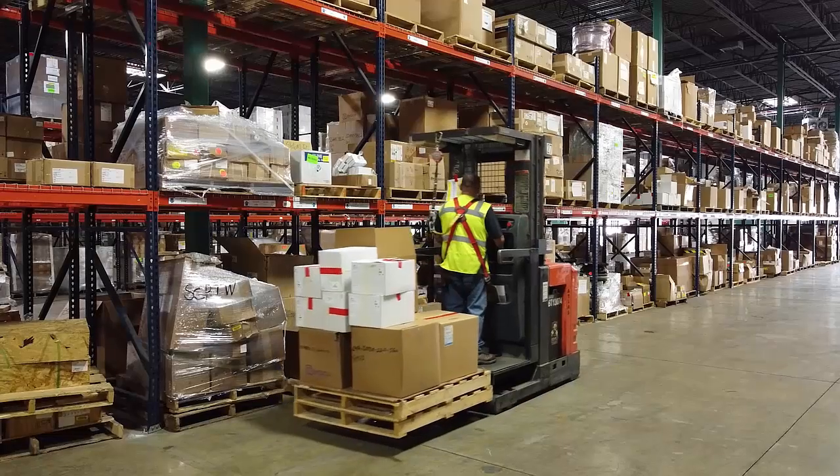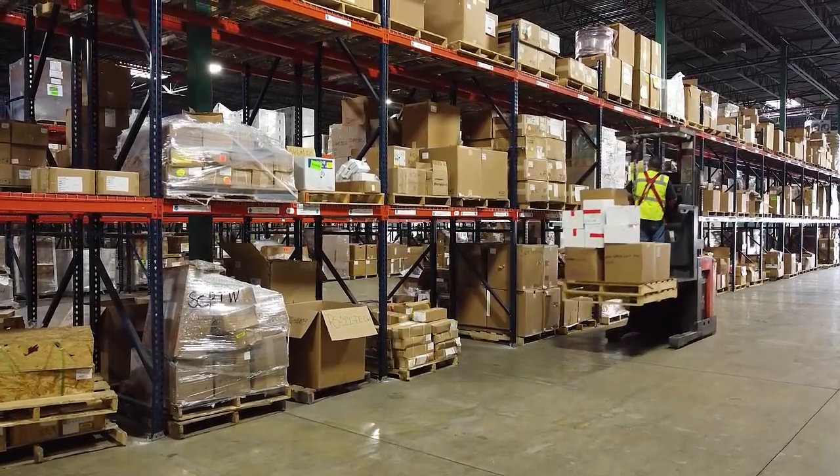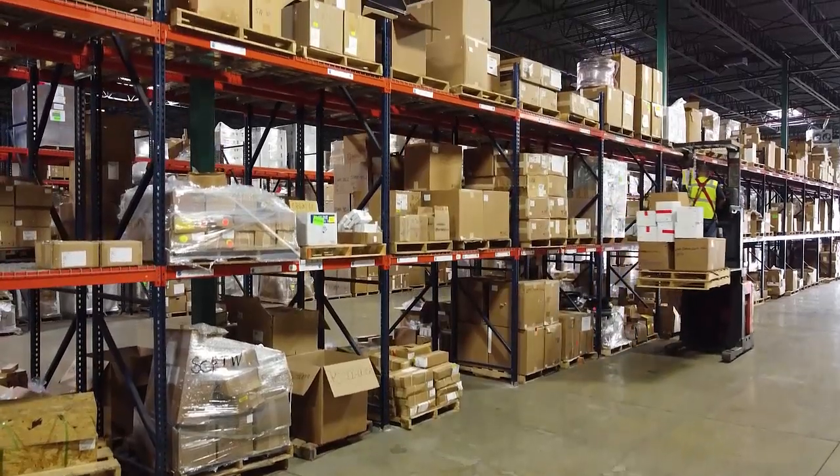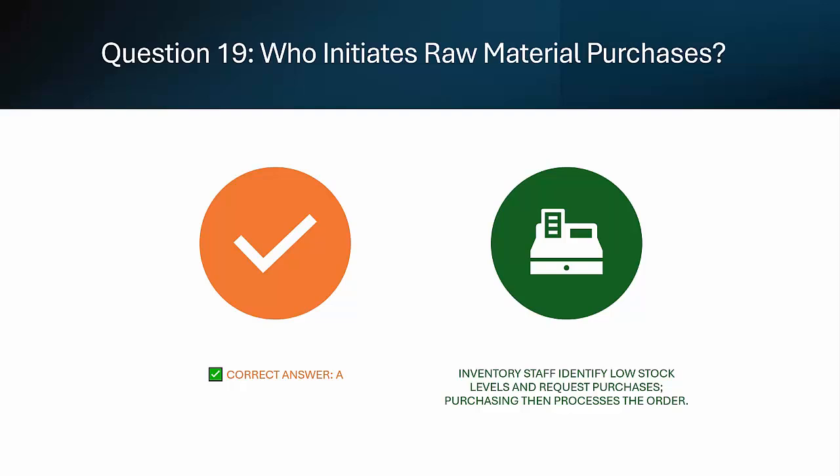Key takeaway: in a manufacturing company, the purchase process starts with the warehouse or production team who identify the need. The purchasing department then handles the order, and accounting processes the payment when needed.